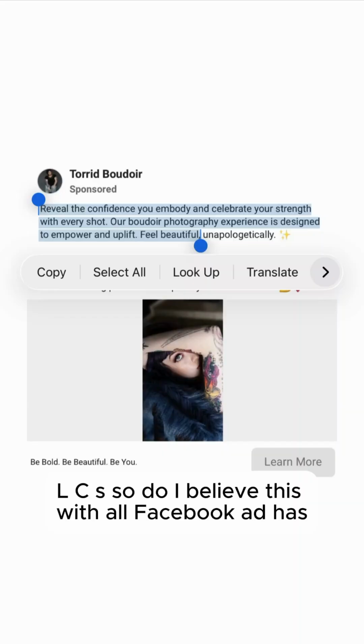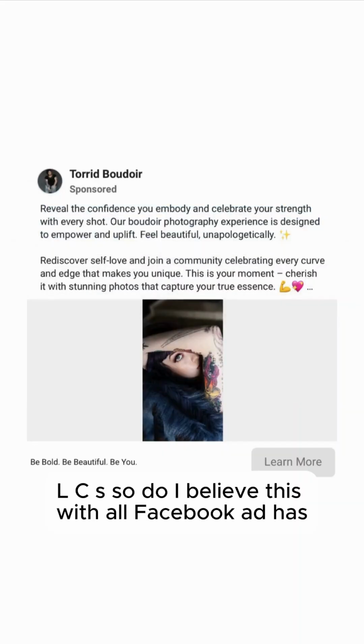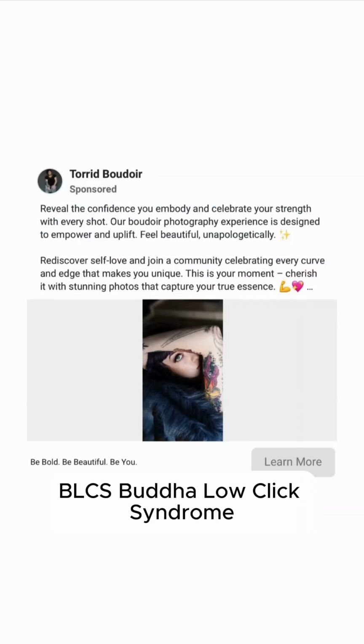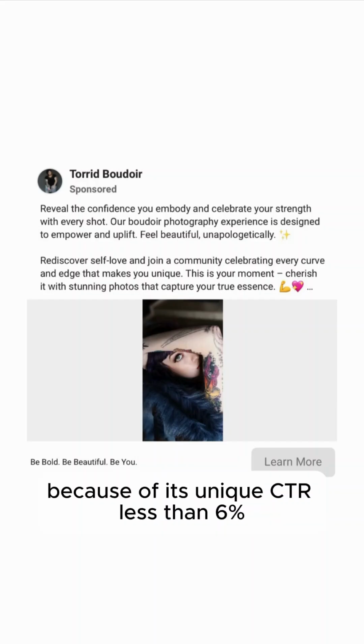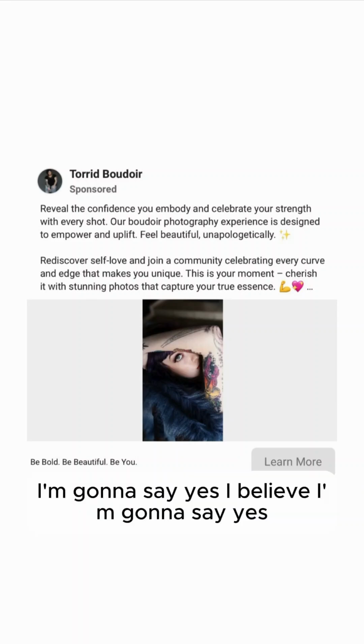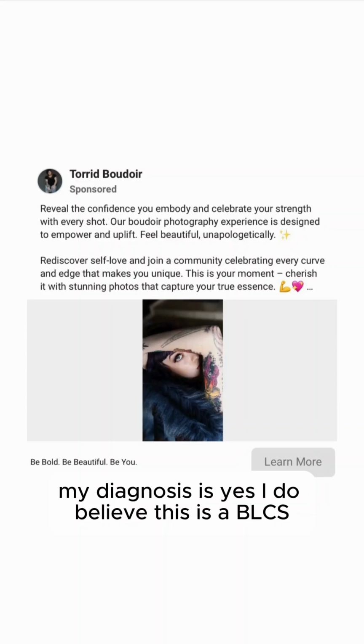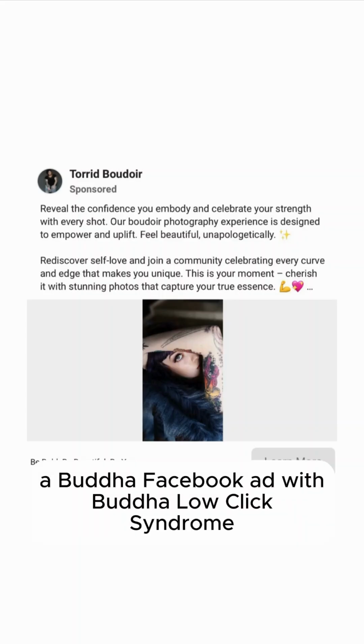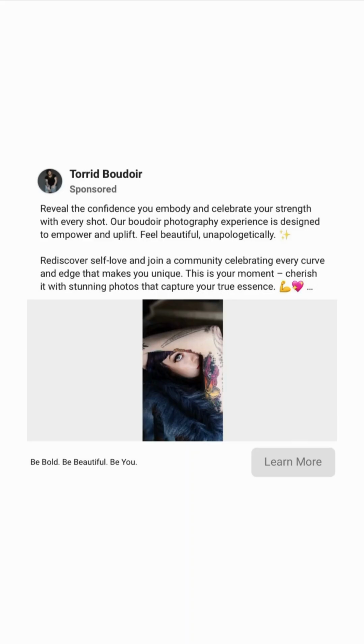So, do I believe this Boudoir Facebook ad has BLCS, Boudoir low click syndrome, because of its unique CTRL less than 6%? I'm going to say yes. My diagnosis is yes. I do believe this is a Boudoir Facebook ad with Boudoir low click syndrome.